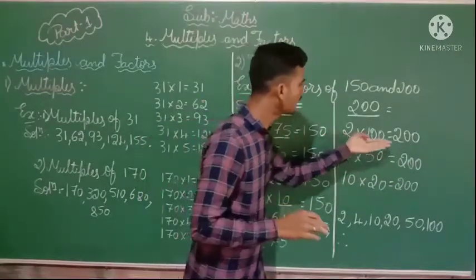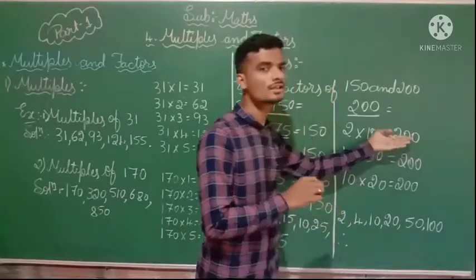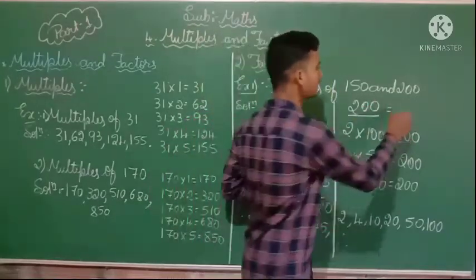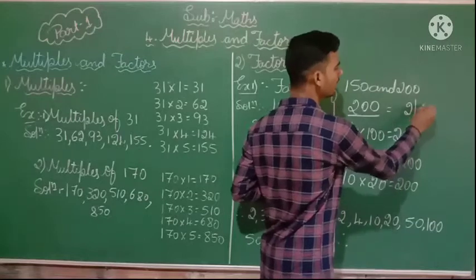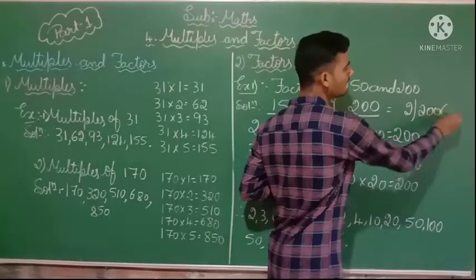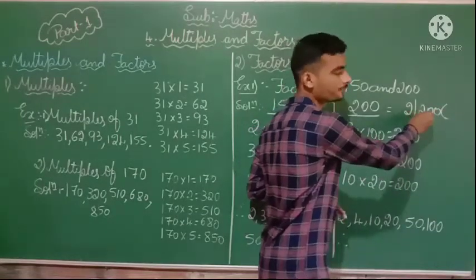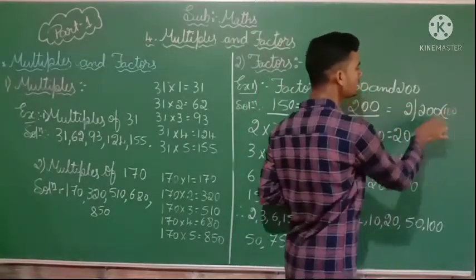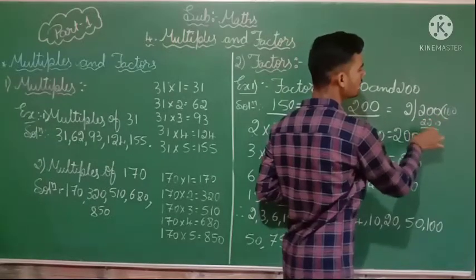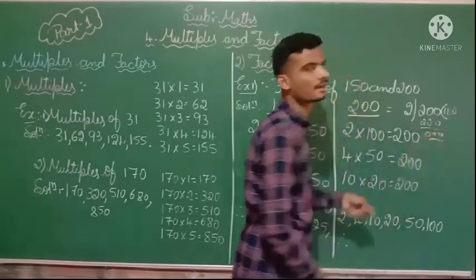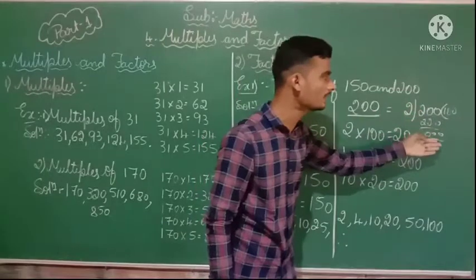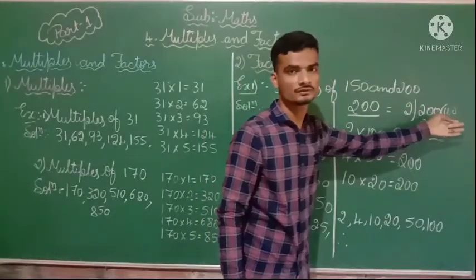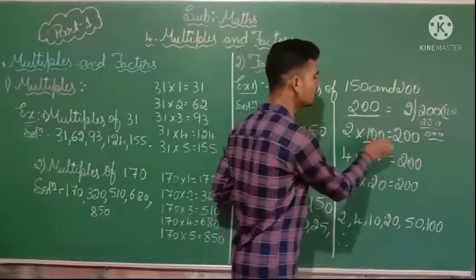So 2 into 100 is equal to 200. You know that here 2 you write in the divisor part, then 200 you write in the dividend part. Then 2 how much are 200? 200 are 200. So you got zero in the remainder. It divides completely. So the quotient we have got is 100, so I have written here 100.